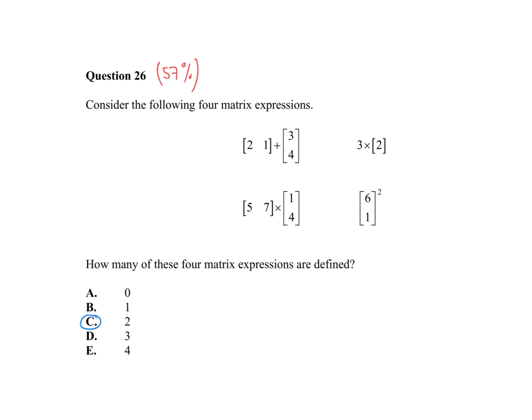This one, it was 57%, but that's not very good. It's pretty easy. How many of these 4 expressions are defined? Defined means that it can be done, can be calculated.